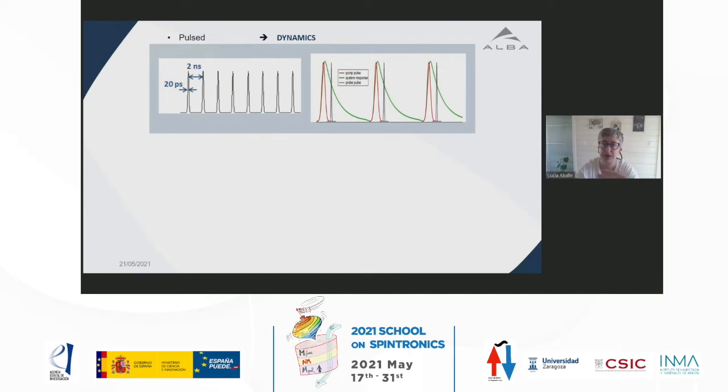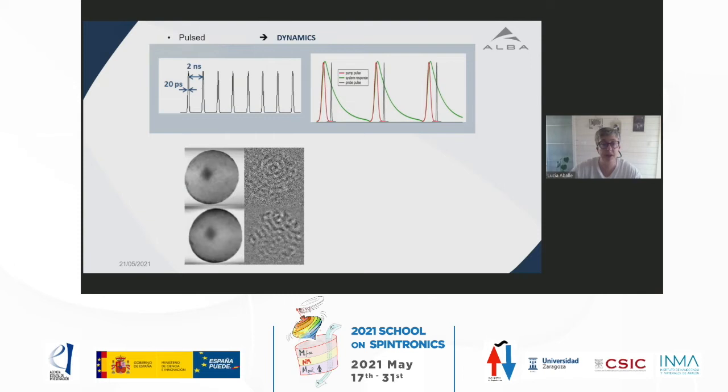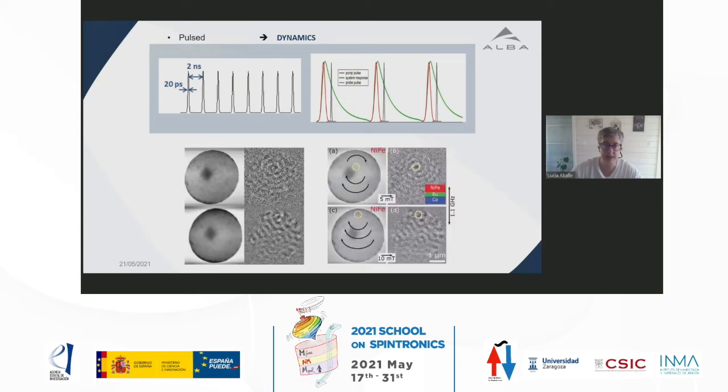For this, we are still going towards single pulse experiments, which is very hard, but it will come. In certain conditions, it can be done. And this is just a very recent example of spin wave emission from a vortex. The vortex is this little thing in the yellow. This was done at the Swiss Light Source at the Pollux beamline.